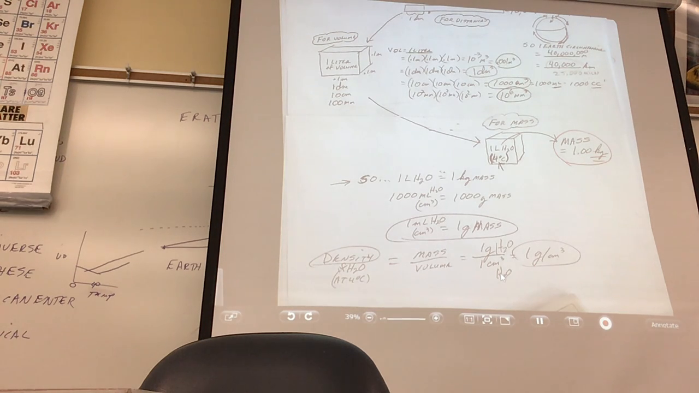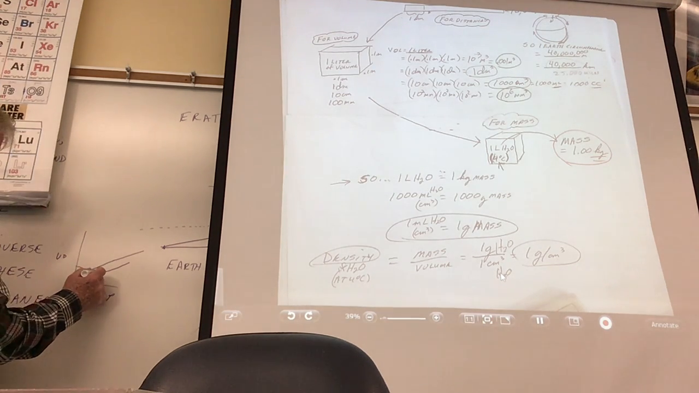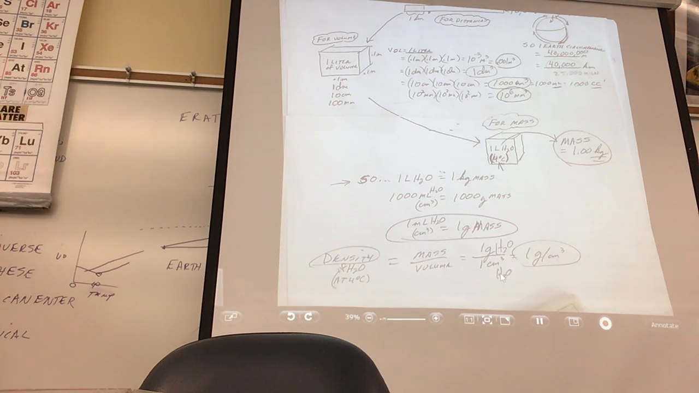Frozen gasoline will not float in gasoline. Frozen gold will not float in liquid gold, but water does. So anyway, they decide to use this as liquid water's most dense temperature is about 4 degrees. That's about 39 degrees Fahrenheit. Does that answer your question at all?